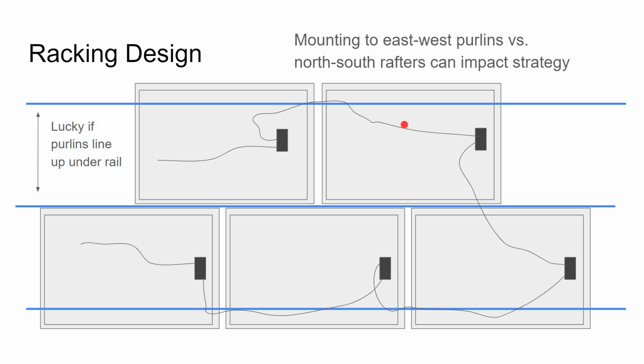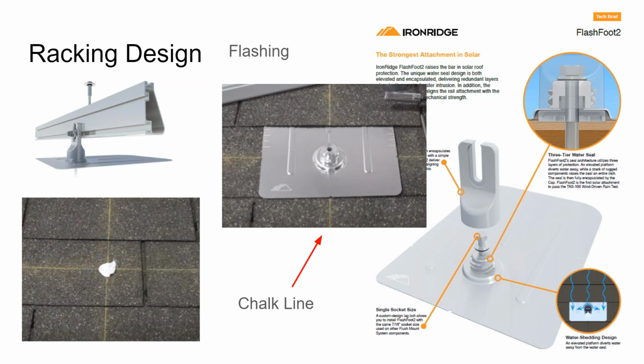Purlins, if you're mounting to purlins instead of rafters, it can be a little bit trickier to get them to line up correctly. So you might have to end up going with a landscape configuration instead of a portrait configuration. Running the rail up the roof rather than east-west is possible, but it's not preferred. It's a more difficult install.